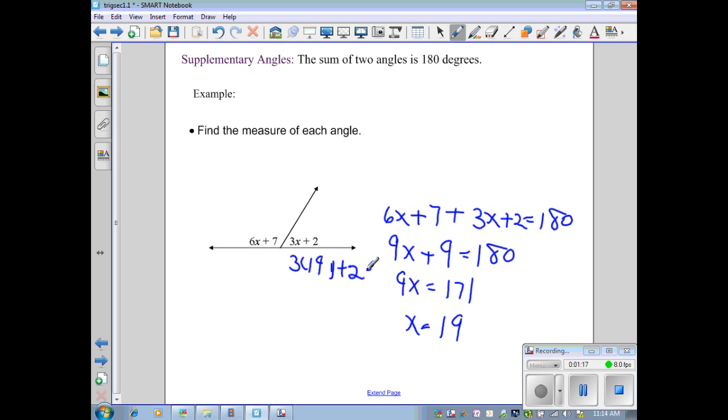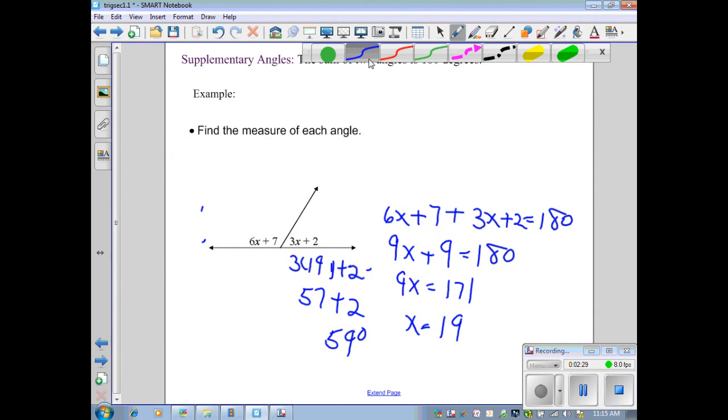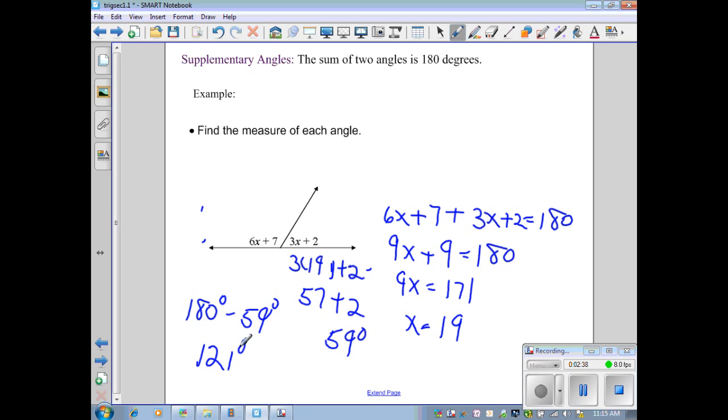And here, this will give us 57 plus 2, which will give us 59 degrees. After finding that this is 59 degrees, all I need to do is subtract that from 180 degrees, which will leave us 121 degrees for our other angle. Or I can substitute back into the expression to get the same answer, and that would look like this, which is 114 degrees, plus 7, which again is 121 degrees.